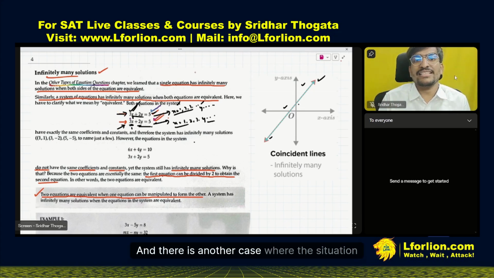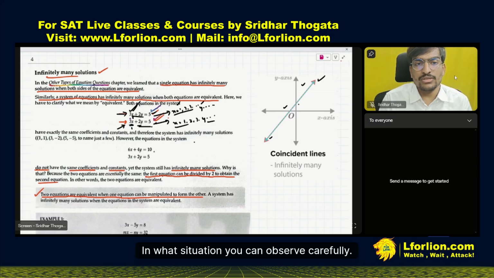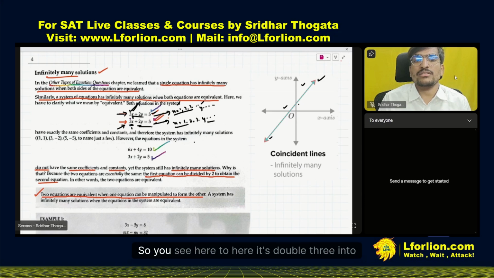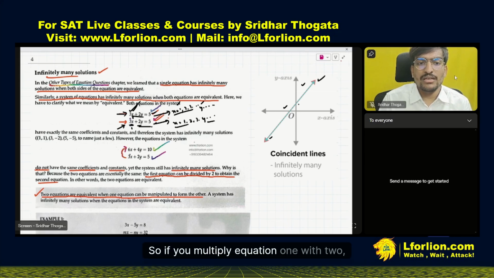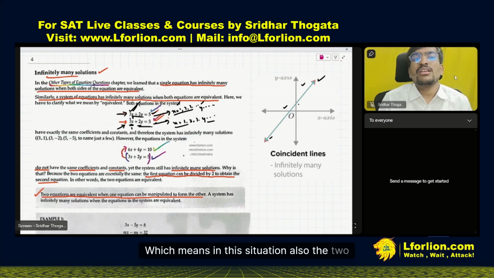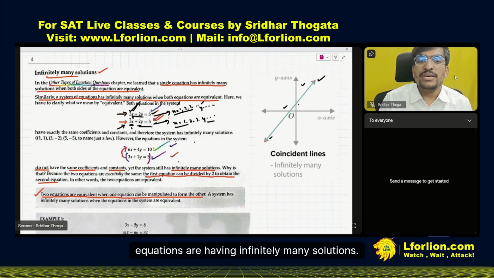And there is another case where the situation works. In what situation? You can observe carefully. This equation is twice this equation. So you see, from here to here it's double. 3 into 2 is 6. 2 into 2 is 4. 5 into 2 is 10. Just twice that equation. So if you multiply equation 1 by 2, you'll get the same equation. Which means in this situation also, the two equations have infinitely many solutions.